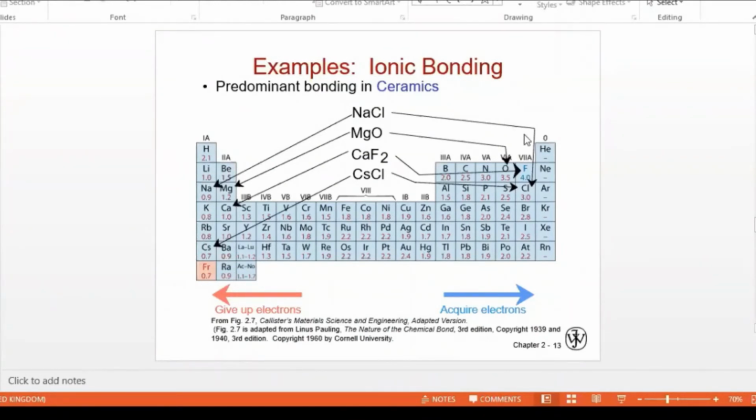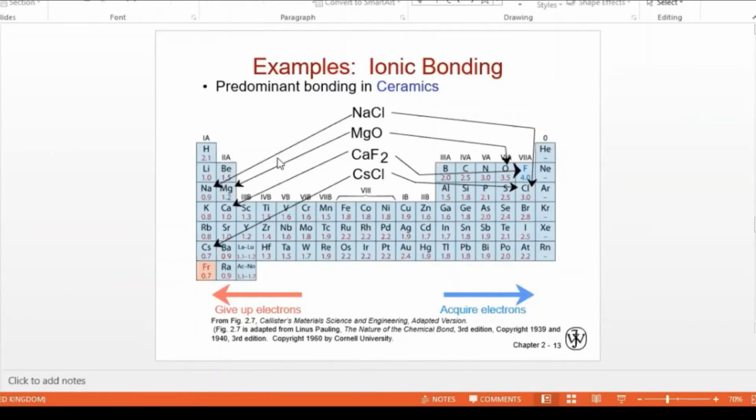In a similar way, these at the 7th column will acquire 1 electron, and these at the 6th one will acquire 2 electrons, right? While these ones do not have any reactions at all, right? So here they give up electrons this way, and here this way they acquire electrons. So this is how the ionic bonds are formed, right?